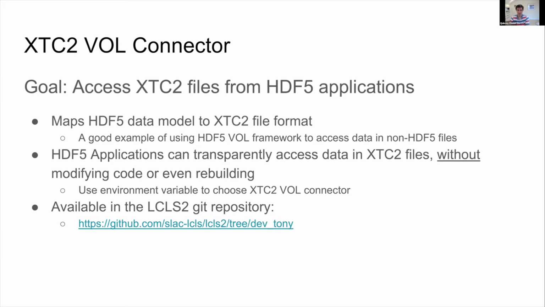If you have an HDF5 application and you'd like to read an XTC2 file, the app doesn't even have to be rebuilt. It can be just change the environment variable. You choose to use a different VOL connector and open the XTC2 file. Don't even have to recompile, don't have to rebuild, don't have to do anything. You just point your environment variable at the right VOL connector and interpret the XTC2 files directly.